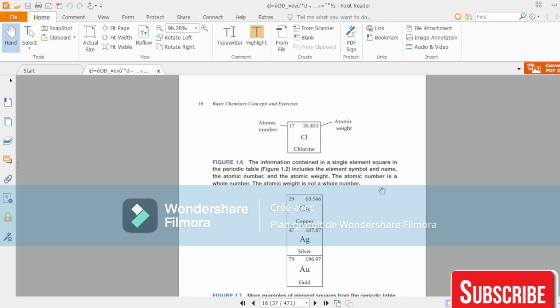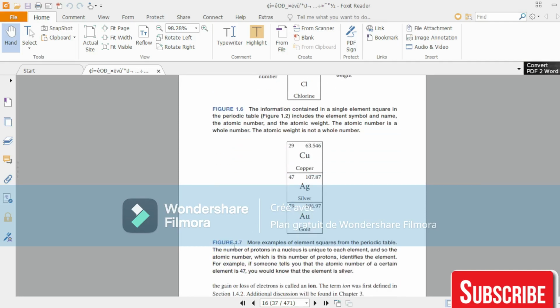For figure 1.6, the information contained in a single element square in the periodic table, figure 1.2, includes the element symbol and name, the atomic number, and the atomic weight. The atomic number is a whole number. The atomic weight is not a whole number, as you can see here. 35.453 is the atomic weight, and the atomic number is 17. This is for chlorine.